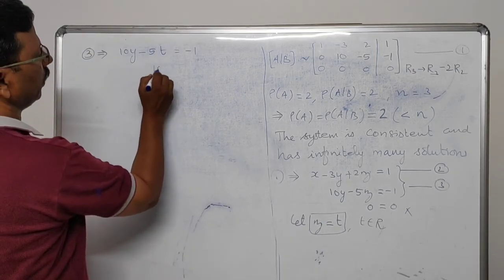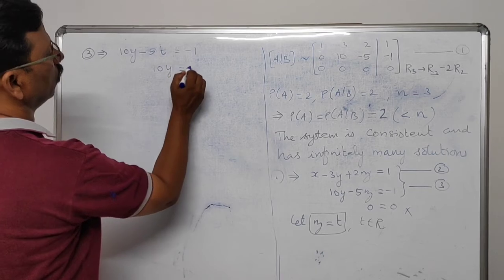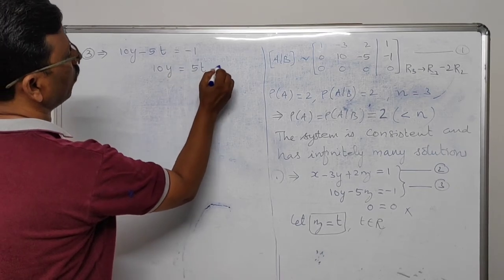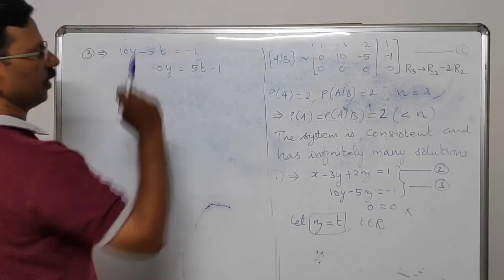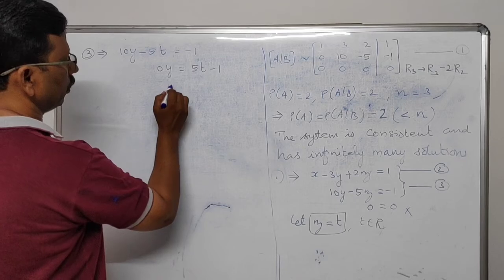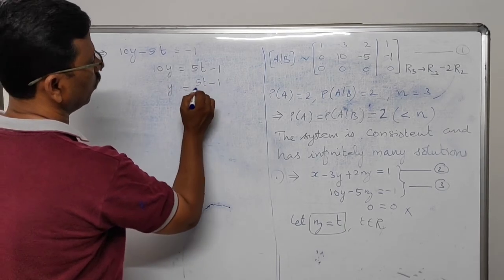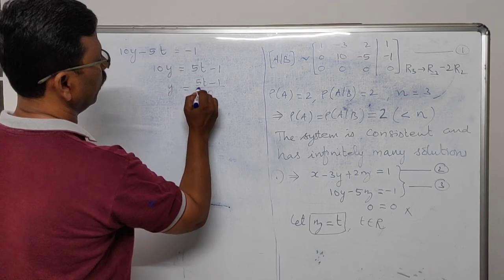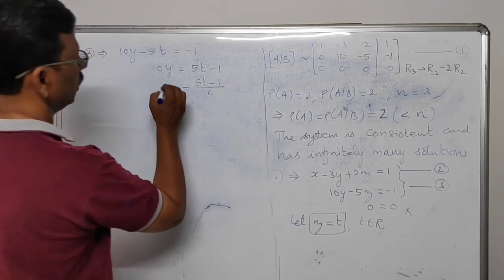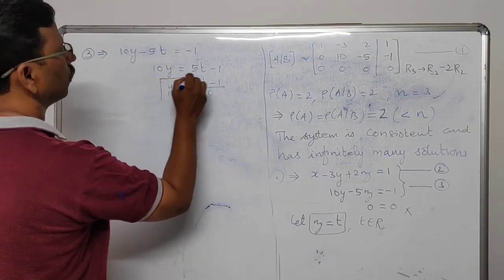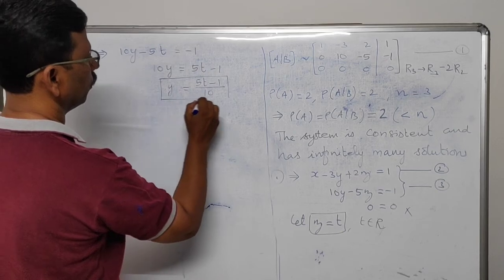Therefore, you can say 10y is equal to 5t minus 1, since minus 5t becomes plus 5t. Therefore, from this y is equal to (5t minus 1) by 10. This is the y value.